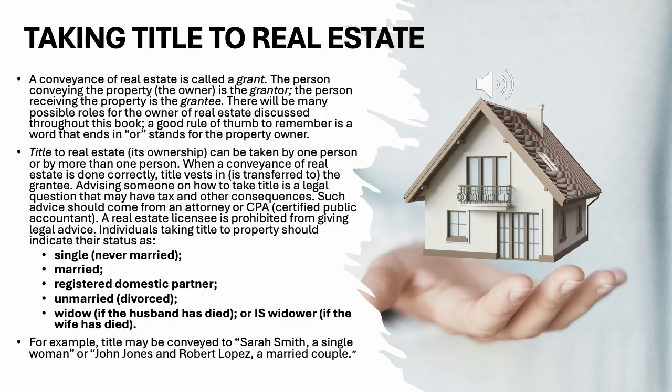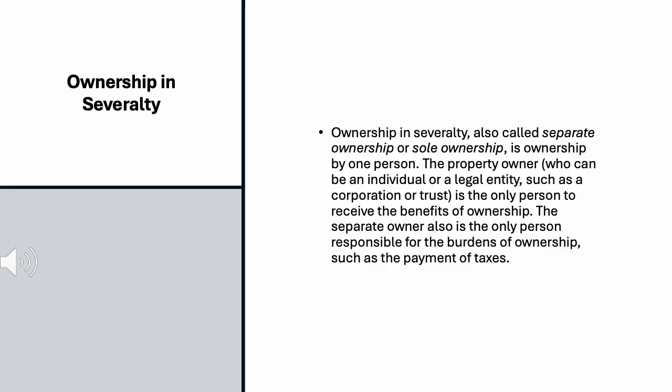Individuals taking title to property should indicate their status as single, never married, married, registered domestic partner, unmarried, divorced, widow if the husband has died, or widower if the wife has died. For example, title may be conveyed to Sarah Smith, a single woman, or John Jones and Robert Lopez, a married couple.